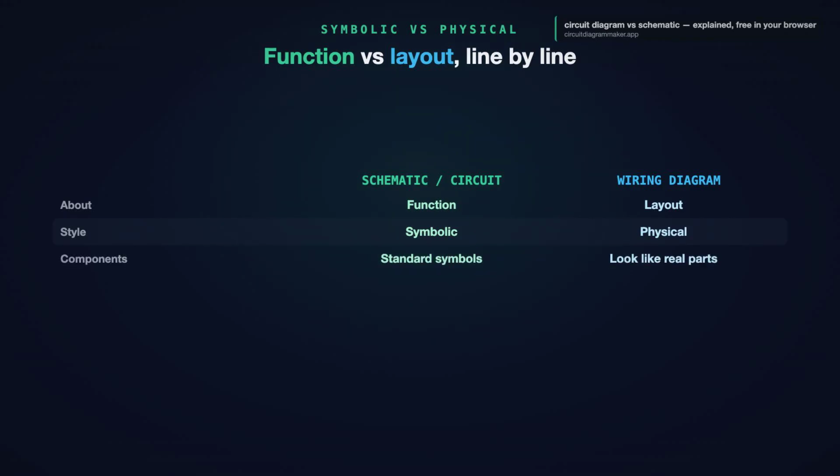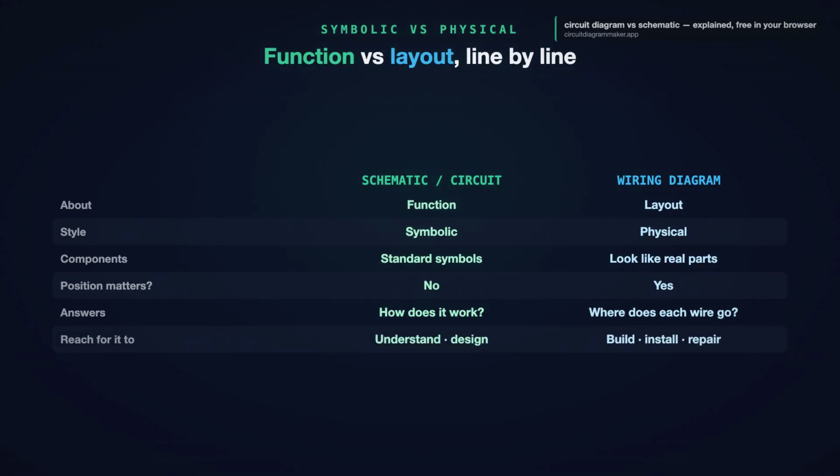It is physical. Components look more like the real parts. Position and connection points matter. And it answers a different question. Where does every wire actually go? It is the drawing you reach for to build, install, or repair. Symbolic versus physical. Function versus layout.